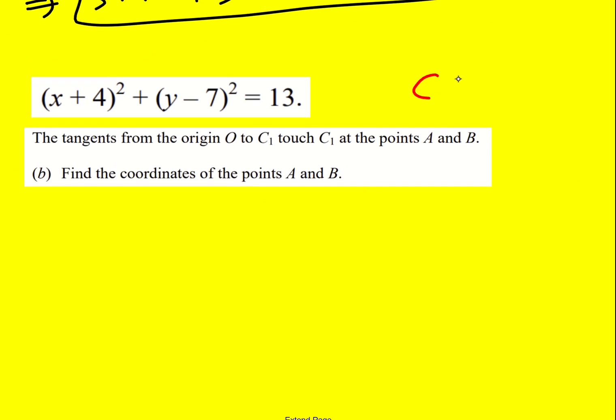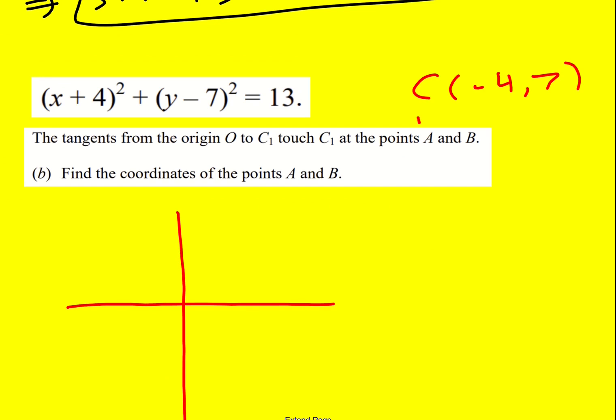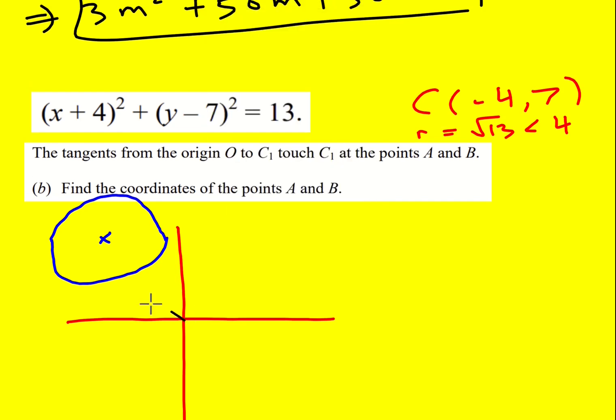We have that the center is going to be -4, 7. And the radius is √13, which is going to be less than 4, by the way. So if I go -4 and 7 up here, then I'm going to get a circle. I'm not actually going to go through the axis. Okay, a little bit like that. And then the tangent from the origin touches in 2 different places. So that's going to be here and here. By the way, both of these equations will be in the form y equals mx. So we're going to be using what we had previously.